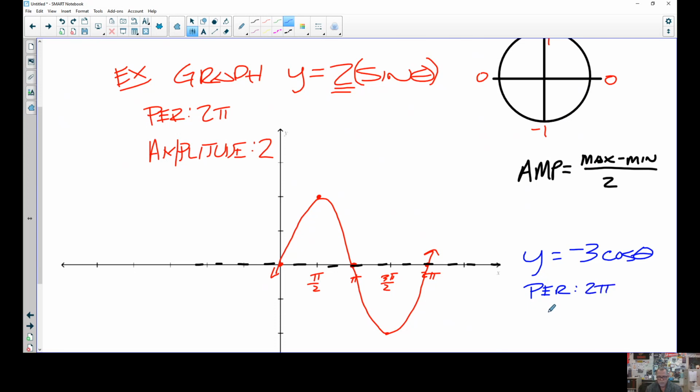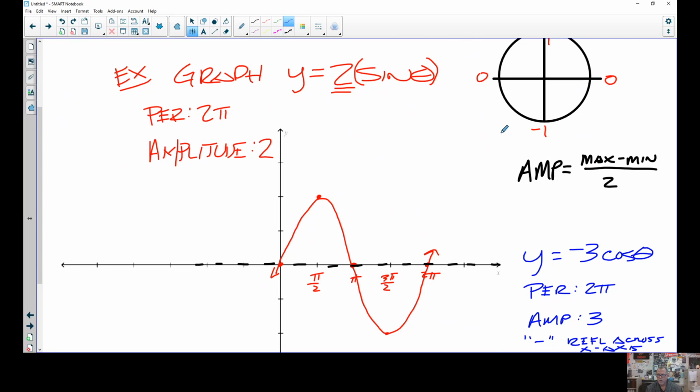And in terms of the amplitude, well, amplitude is not going to be a negative 3. It's going to be 3. What does the negative tell us? Because of the negative, we know that we have to reflect across the x-axis. All right, so let's look at what happens with that.